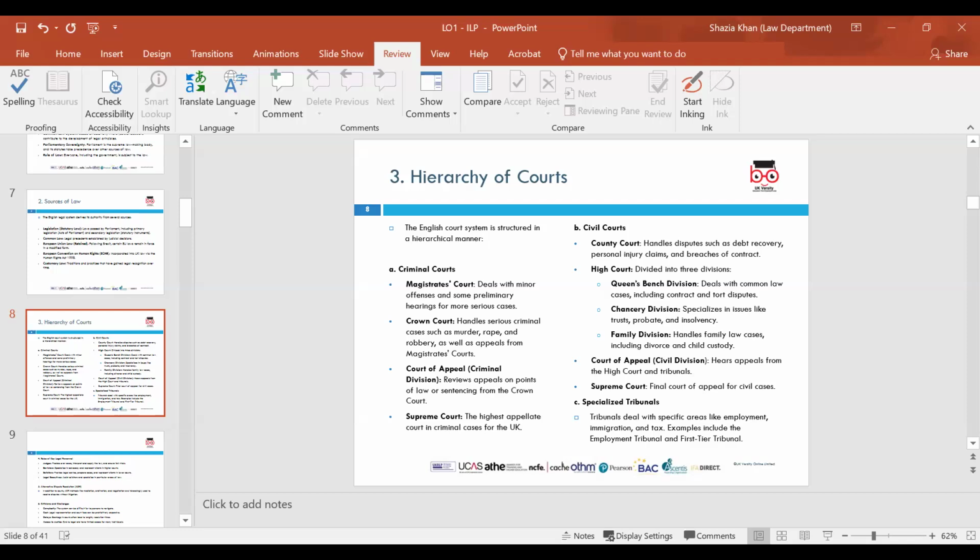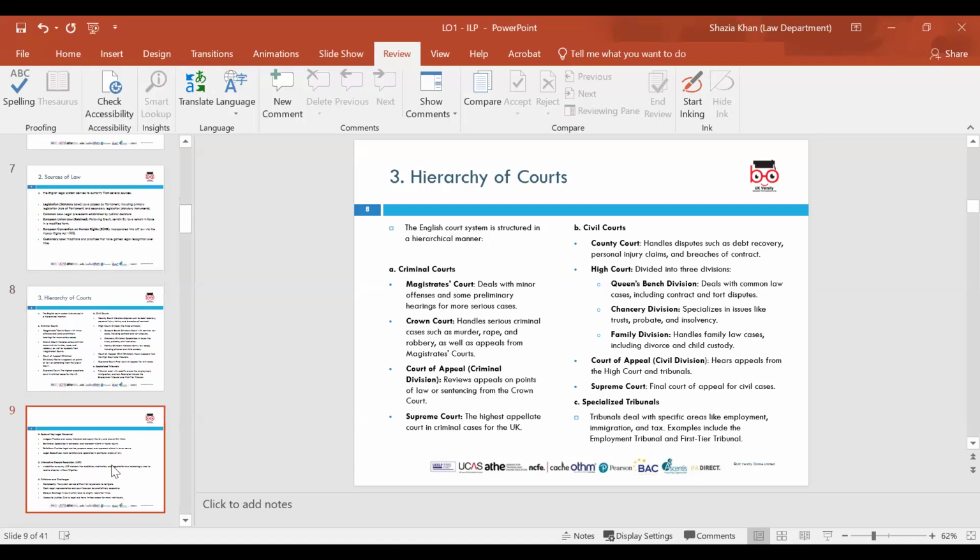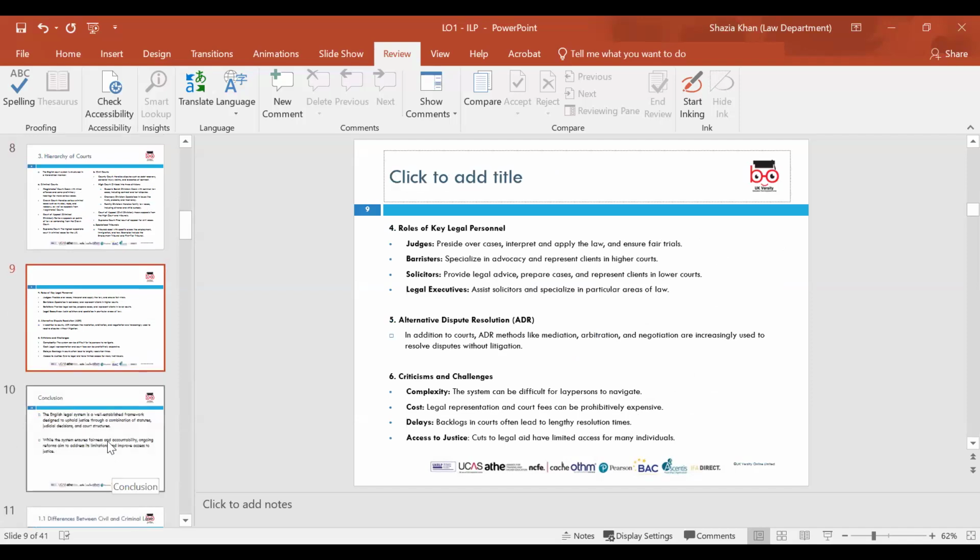You also have specialist courts, and these are only used in specialist circumstances. Specialist courts can be specialist in different areas. For example, you might have a specialist court in employment law, or a specialist court in immigration law. Because they're specialists in that area, they will be used for that area only. So it's really good to have, like, an immigration court, but they will only deal with immigration matters.